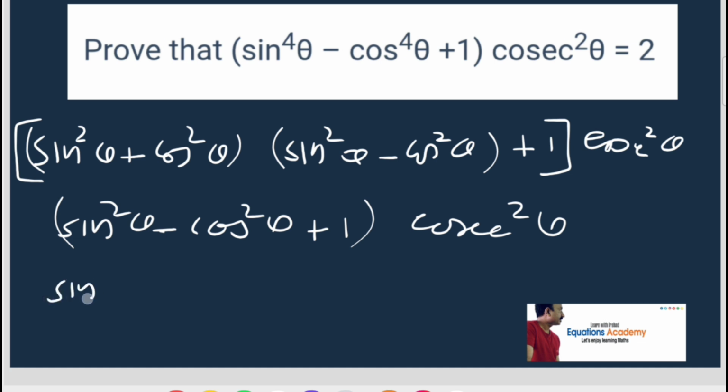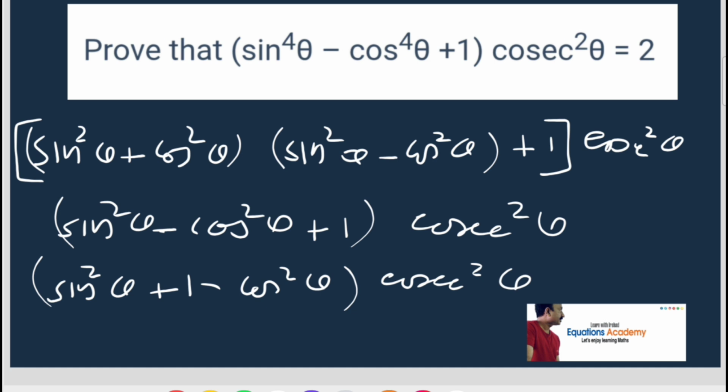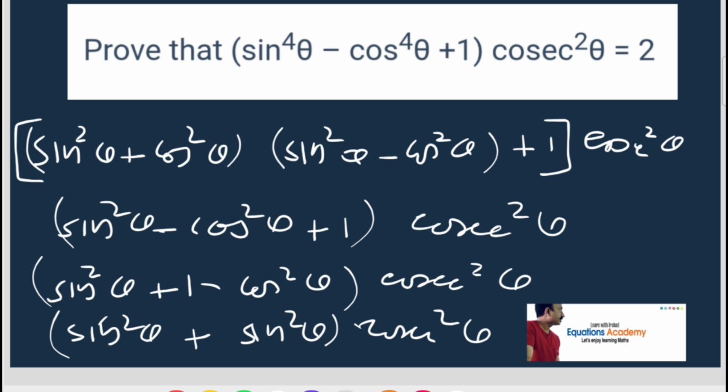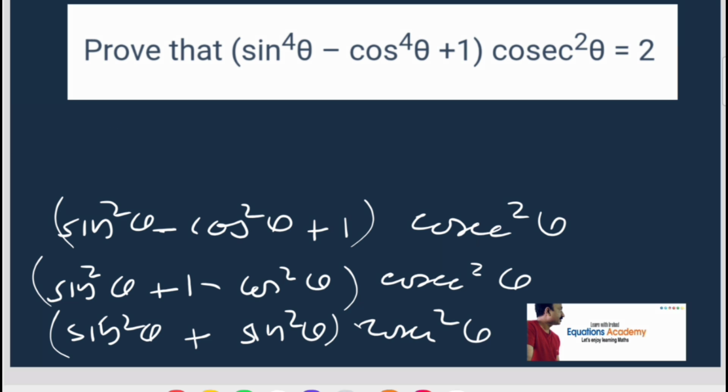This is equal to (sin²θ − cos²θ + 1) cosec²θ. We can write (sin²θ + 1 − cos²θ) cosec²θ. We can write 1 − cos²θ as sin²θ. So (sin²θ + sin²θ) into cosec²θ, which is equal to 2 sin²θ into cosec²θ.